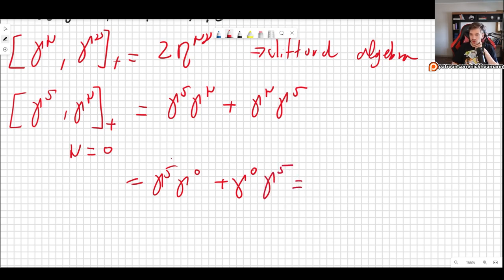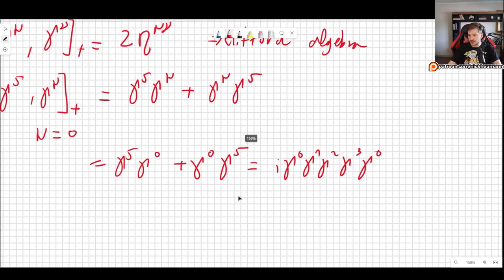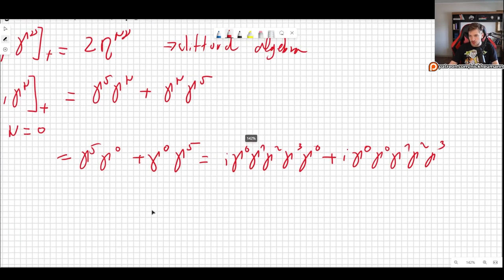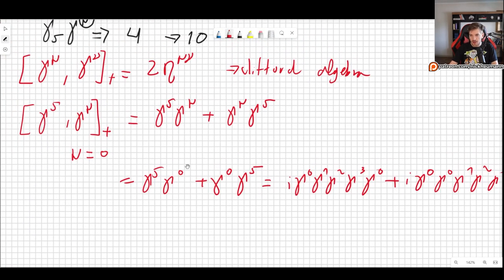And now let's just write down gamma 5. So it is gamma 0, gamma 1, gamma 2, gamma 3, and gamma 0 in the end. And then we have plus i, just putting it in front, gamma 0, gamma 0, gamma 1, gamma 2, gamma 3. This i used to be there, I just moved it to the front. Okay, so now what do we do? This is where you need to recall the Clifford algebra and you have to know how to use it.